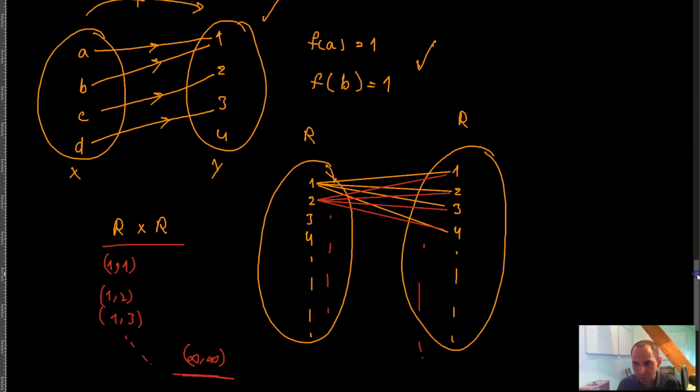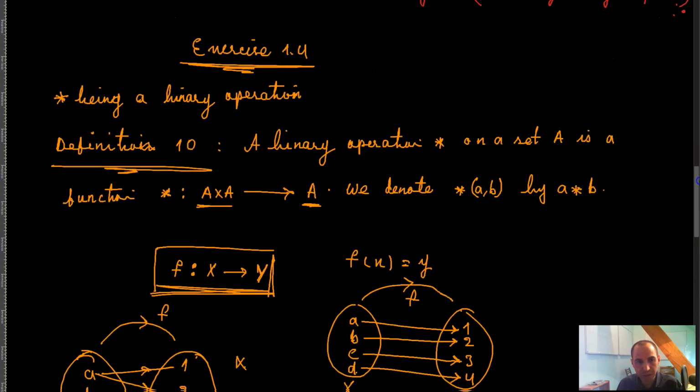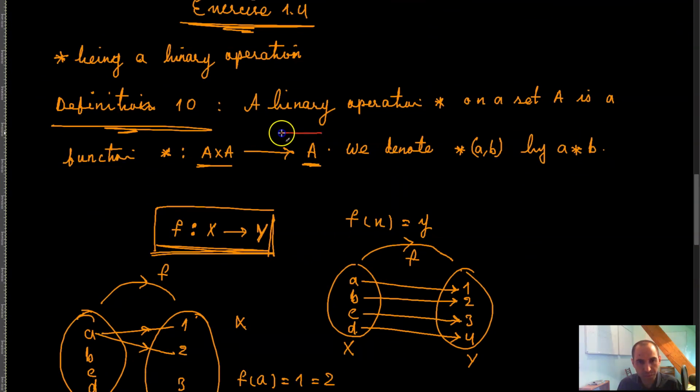And so then you can imagine that basically the domain of this function is the Cartesian product of A and A. A can be any set. It can be R. It can be N. It can be any set that you might define. And the codomain of the function is again the set A.